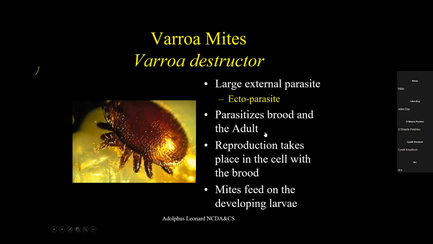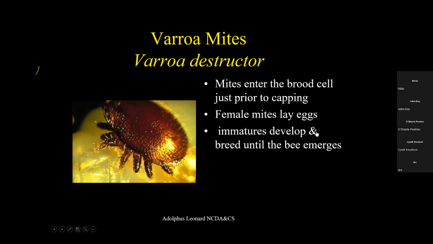Varroa destructor. That's a good name because destruction is the name of the game. This large external parasite parasitizes the adult bees. Reproduction takes place inside the cell with the brood, and the mites feed on the developing larvae. So this mite parasitizes the adult bee and the developing larvae, and all of its reproduction takes place in the cell with the larvae. Mites enter the brood cell just prior to capping. The female mite lays eggs, immatures develop and breed until the bee emerges.